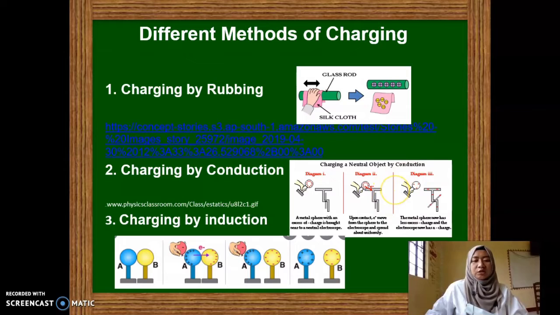Another one is charging by induction. For example, two balloons, A and B, are neutral. If a negatively charged balloon is put close to these neutral balloons, the positive charge will move towards the negative balloon, and the negative charges will repel and move to balloon B. Hence, balloon A will now become positively charged, and balloon B will become negatively charged.